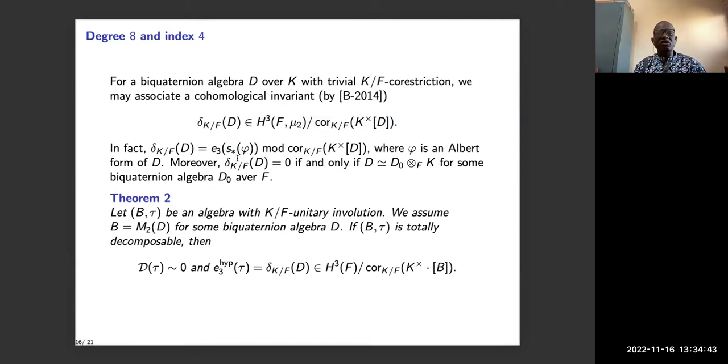And I showed that this invariant is trivial if and only if the quaternion algebra D has a descent up to isomorphism. That means if small delta of D is trivial, and D is a biquaternion algebra over K, we can find a D0 over F such that D is isomorphic to D0 tensor K.